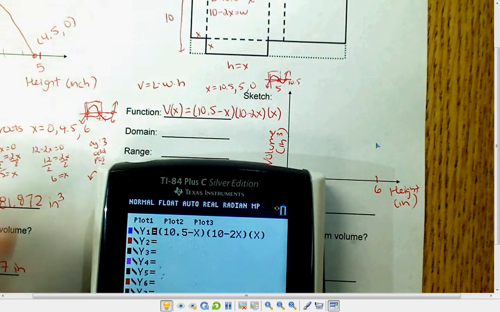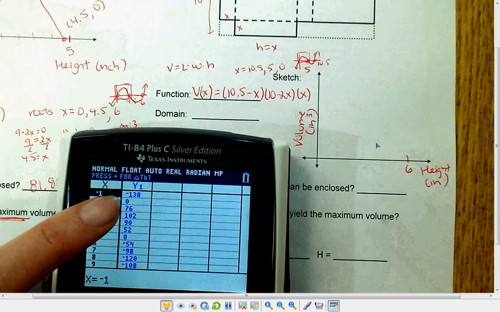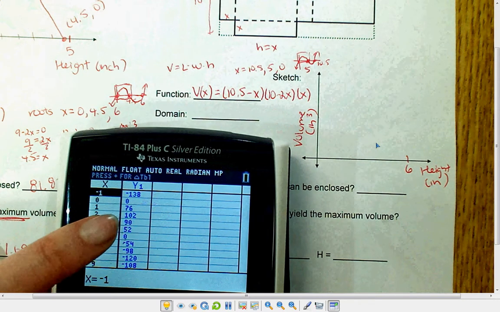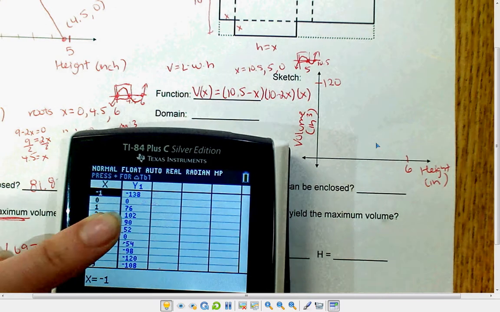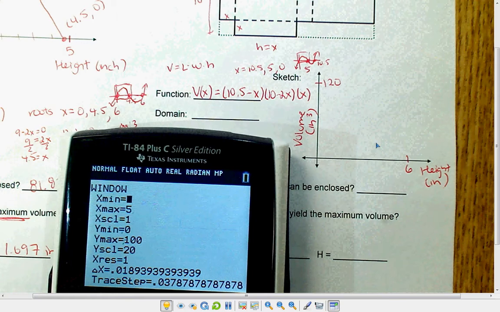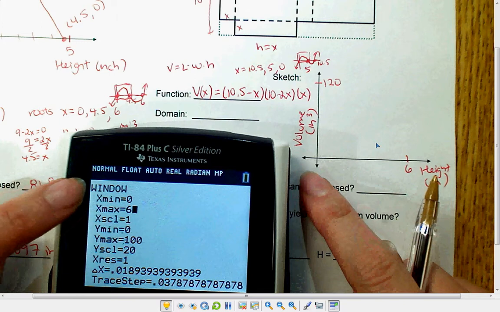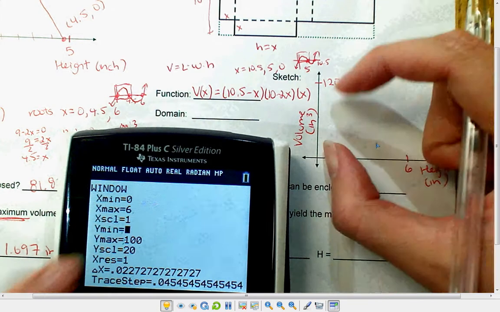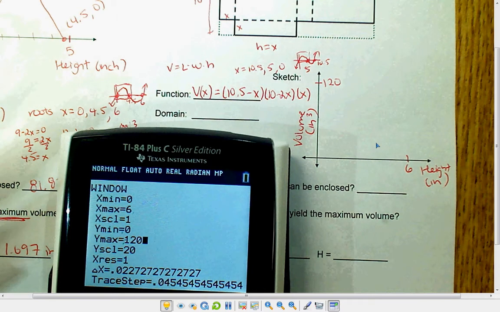Let's go to our table again to figure out now what our y's should be. So we want to go from 0 to 6. Let's see what our biggest y value is. It's going all the way up to 102. So since it's going all the way up to 102, let's just use 120. And we're going to go back to our window. So for this one, we want to go from 0 to 6 for my x's. And then for my y's, I'm going to go from 0 to 120. And I'll still leave it going up by 20s. Okay, let's graph it.